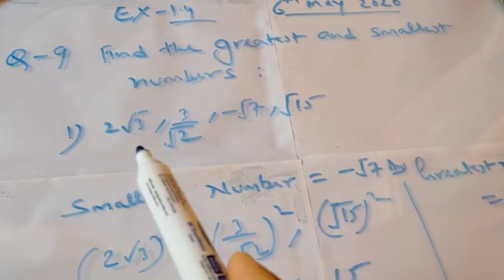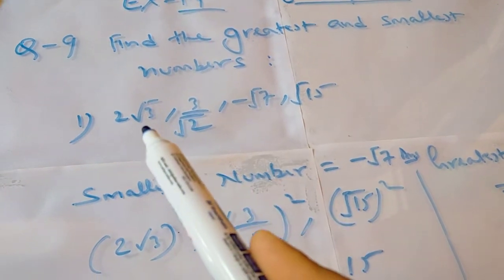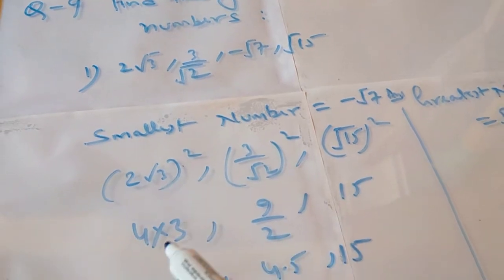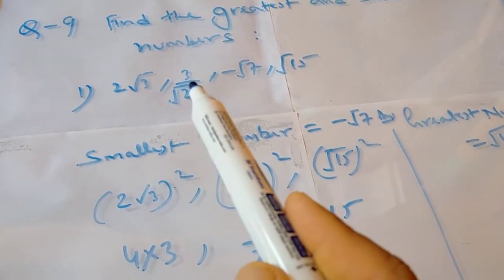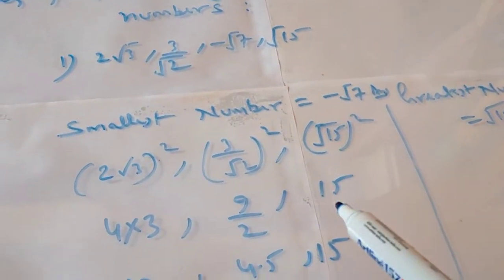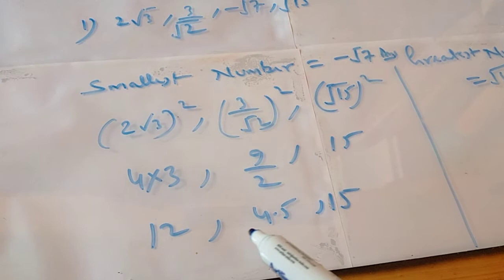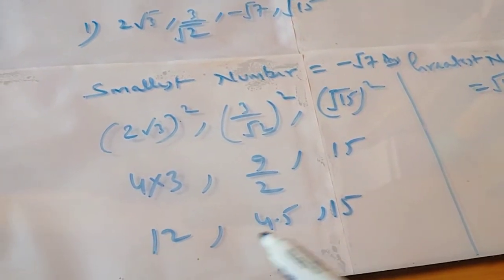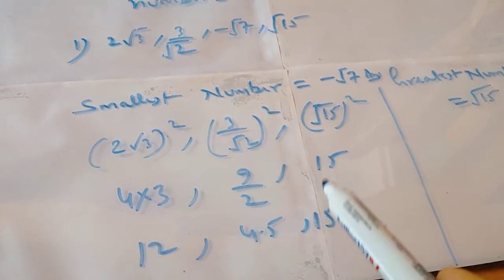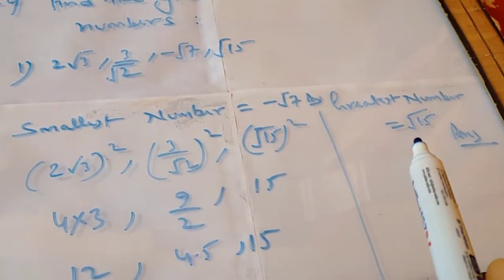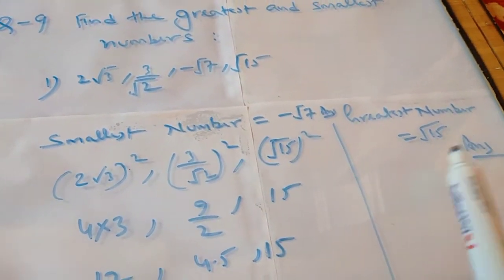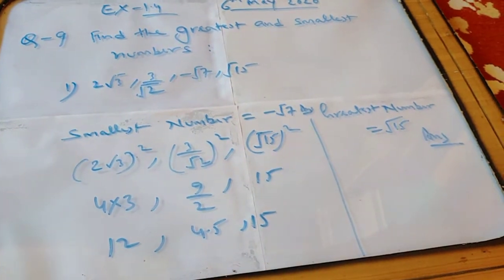Now for the greatest we have a confusion. So what we did, we squared the positive numbers. 2 root 3 squared comes to 12. 3 upon root 2 squared gives 9 upon 2. The square of root 15 gives 15. So these values are 12, 4.5 and 15. Among these, 15 is the maximum, the greatest number. So you can say root 15 is the greatest number among these numbers. The smallest number is minus root 7. So we have two answers here, the greatest and the smallest number.